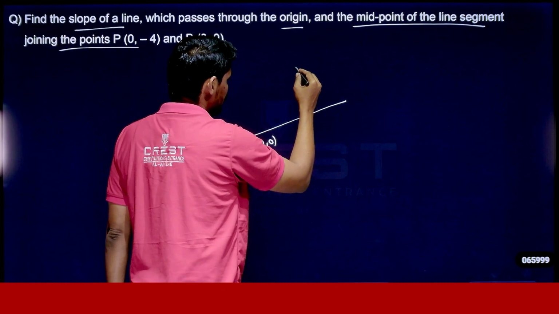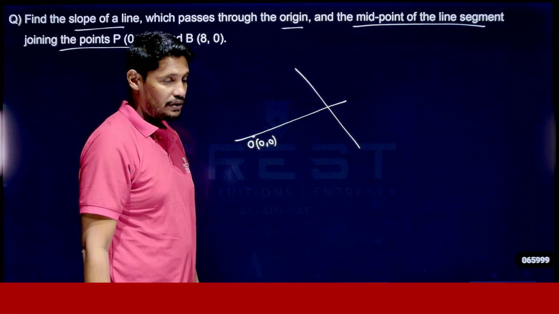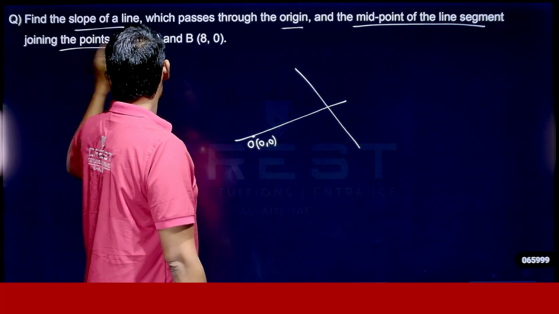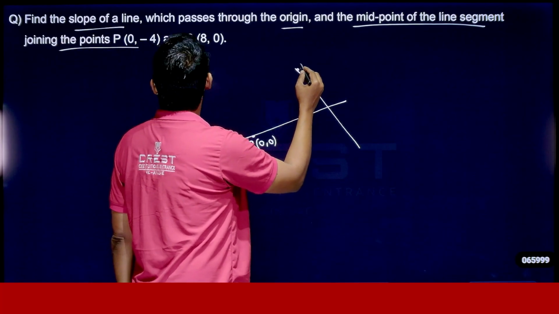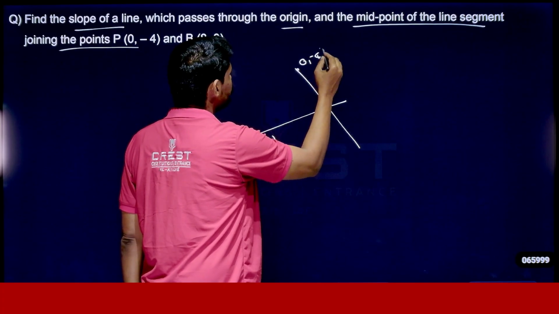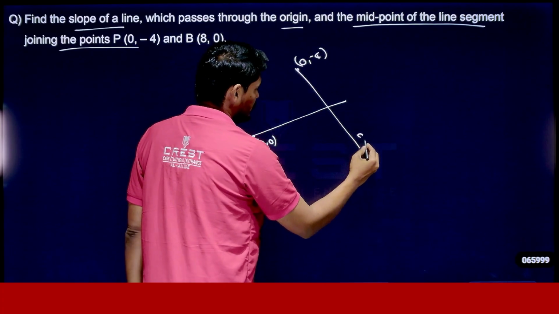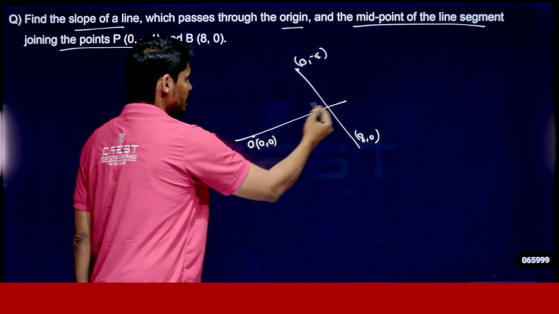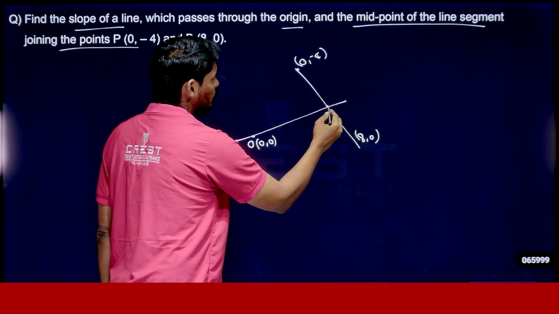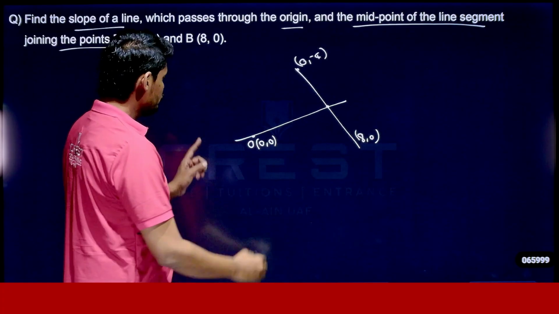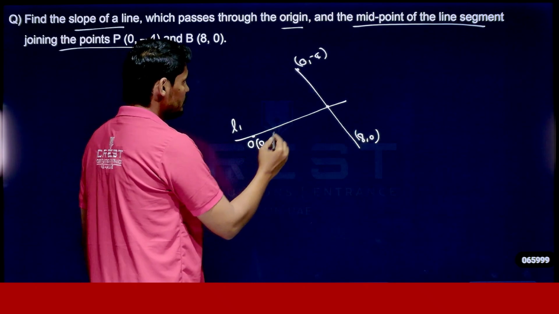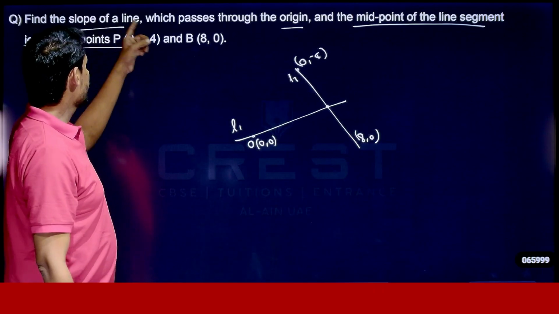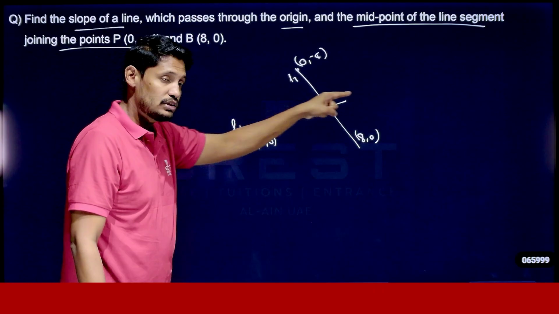They are not saying the lines are perpendicular or parallel. They are saying it cuts the line joining the points: this point is (0, minus 4), and this point is (8, 0). The question clearly says that this line will cut the midpoint of this line. Suppose this is L1 and this is L2. You have to find the slope of L1, the line which passes through the origin.